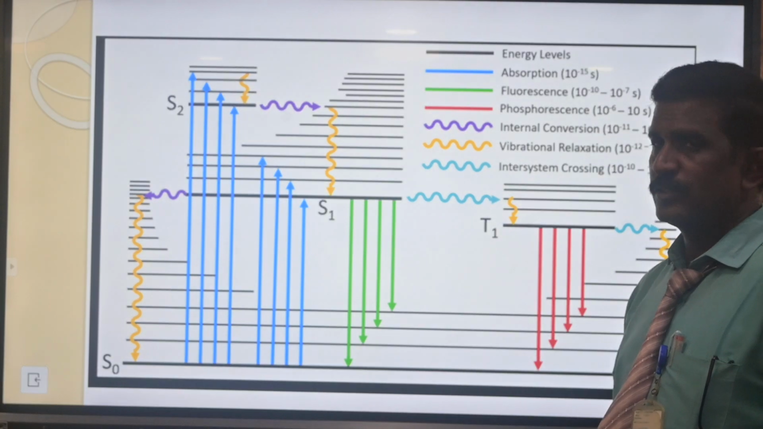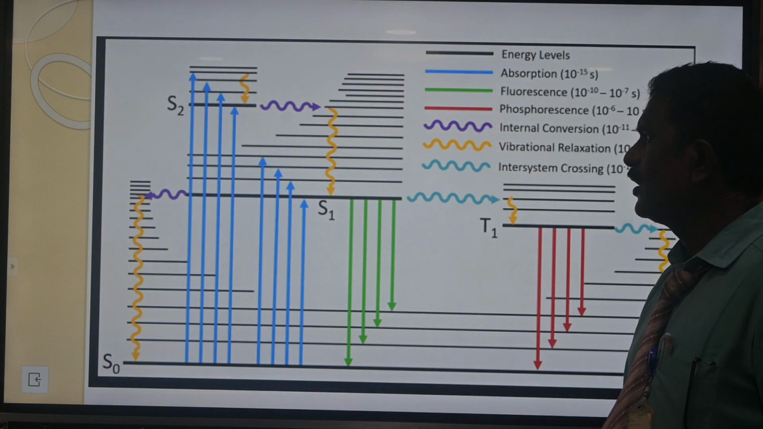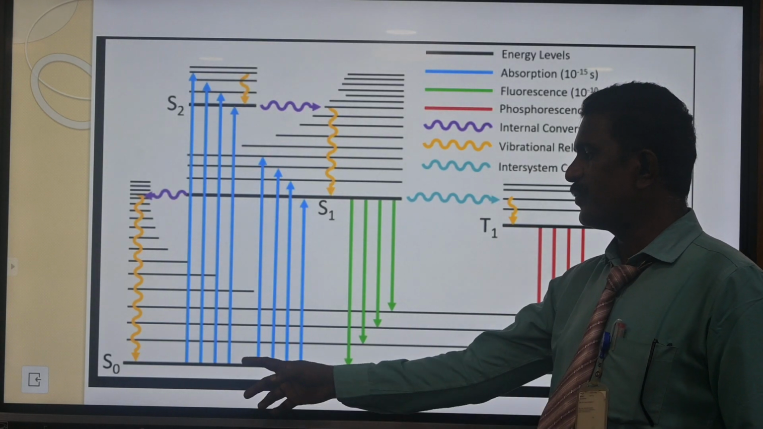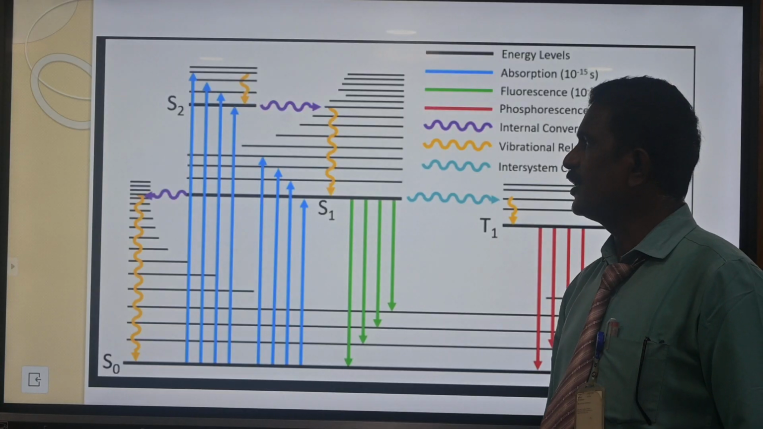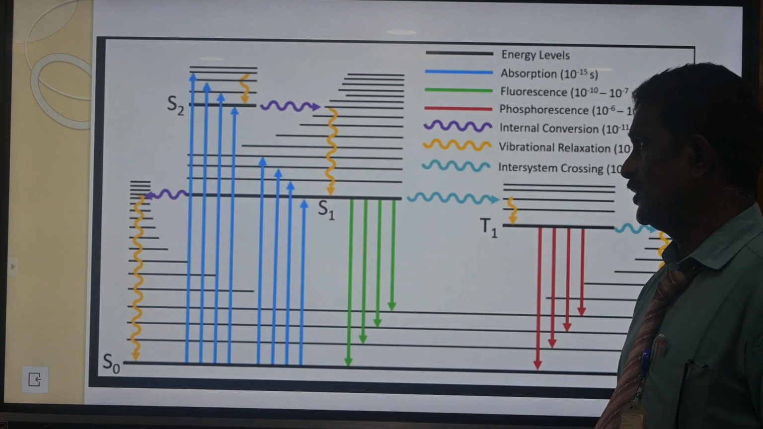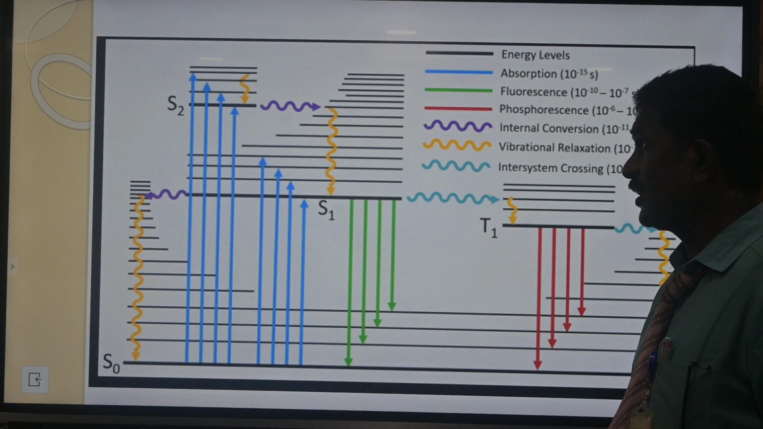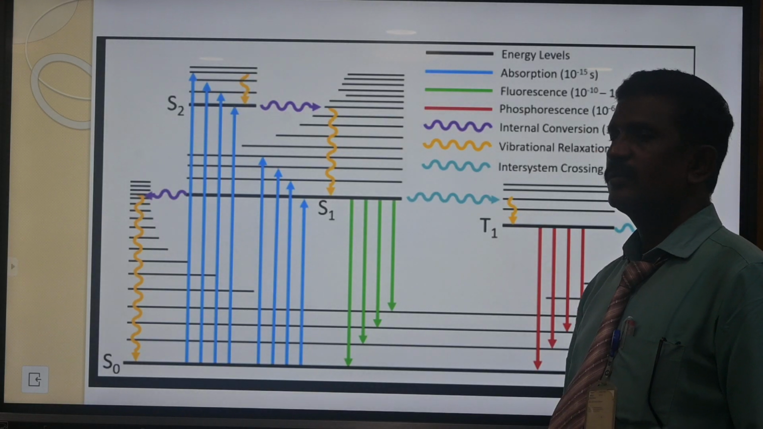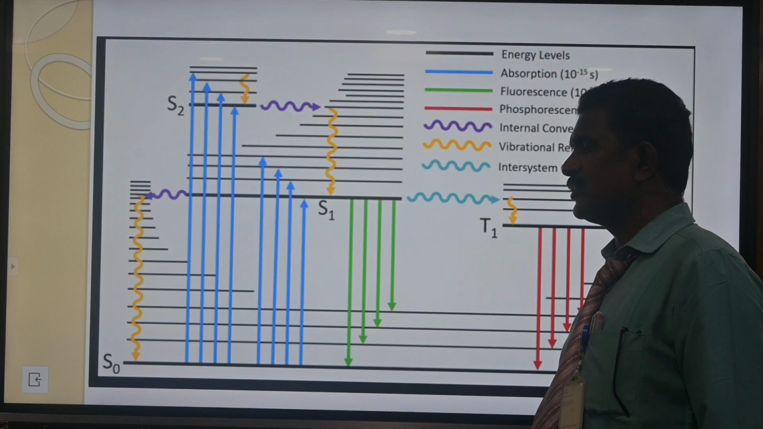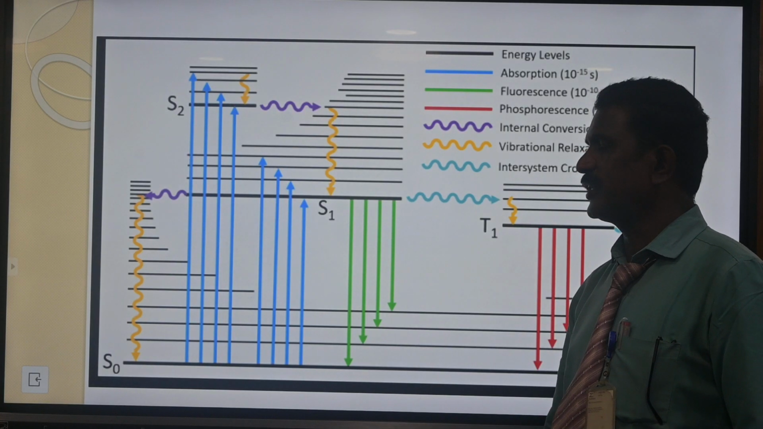From S1 or S2, slowly it will come back to the ground state. Say, for example, we take the molecule moving from S0 to the S2 state upon absorbing light energy. The S2 state is unstable because it has higher energy, so the molecule has to release its excess energy because it is not participating in the chemical reaction. Then it has to come back to the ground state.